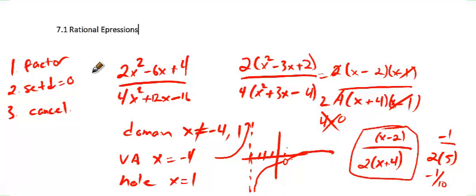That's basically it. So, recap. Factor the problems, set your denominator equal to 0, that will give you a domain, and again it can't equal 0. You cancel out whatever you can, and then whatever cancels is your hole, whatever doesn't is your vertical asymptote.